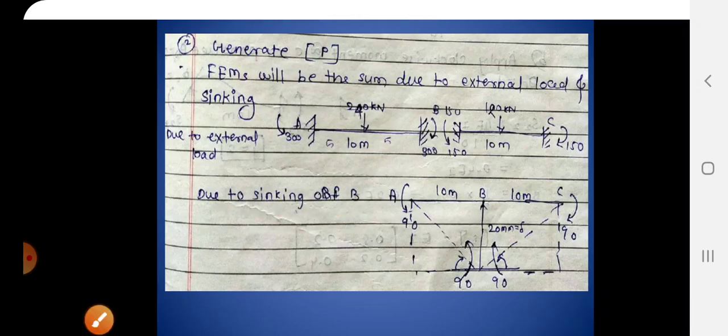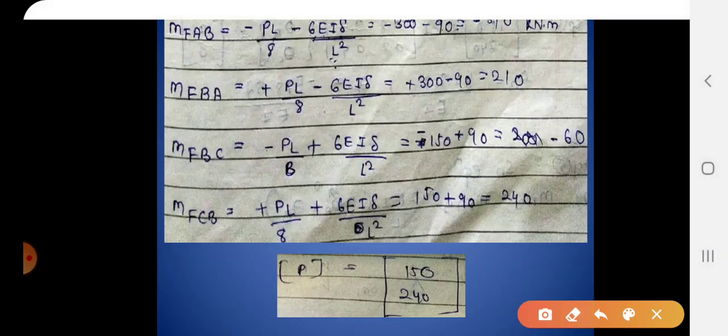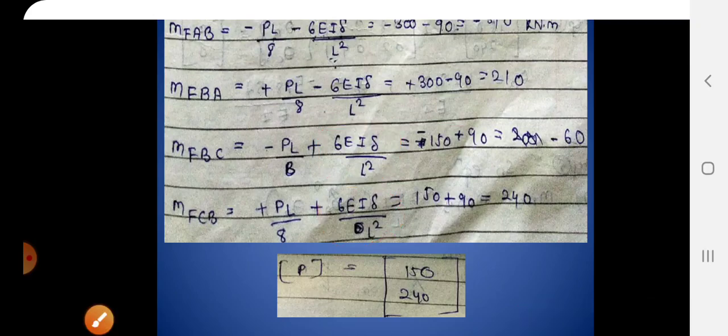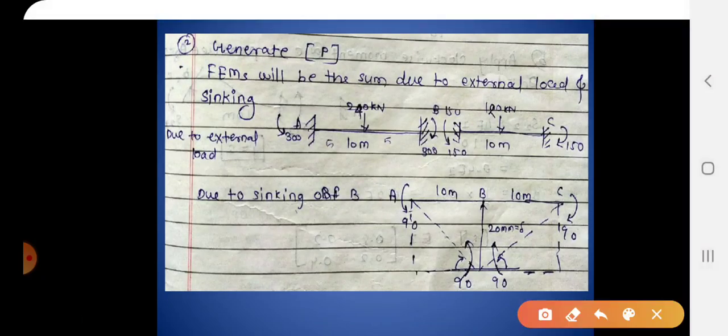Do you know the expression for the moment due to sinking of support? It is 6EI delta by L square. You can see here that this will be anti-clockwise for span AB, therefore minus, minus, and for span BC clockwise, therefore plus, plus. So you will get the P1 value as the fixed end moment due to external load at point B plus the fixed end moment due to sinking of support at point B. This will be the P1 value.